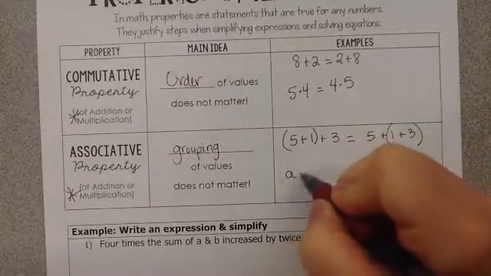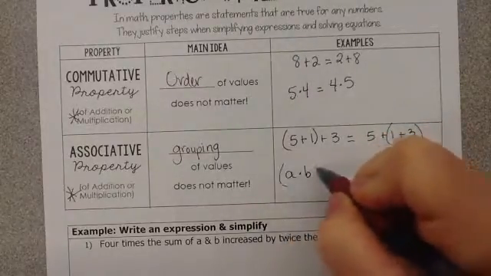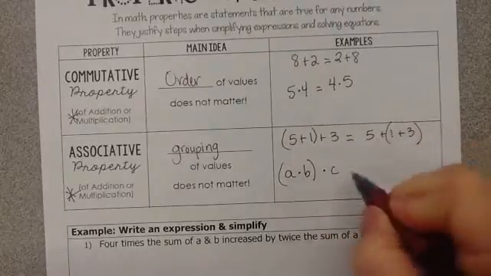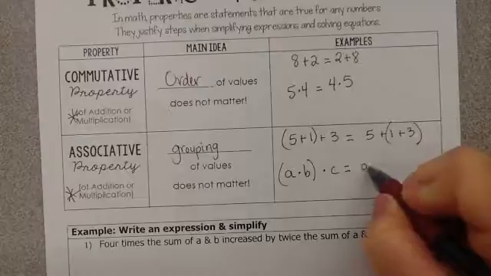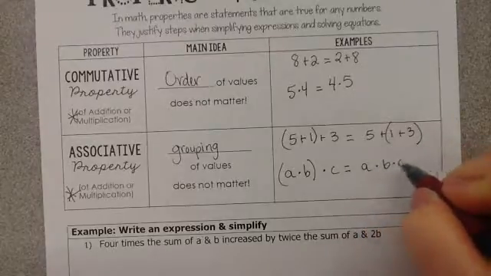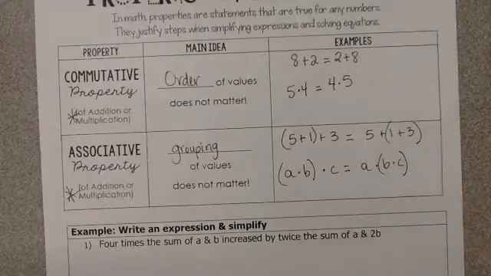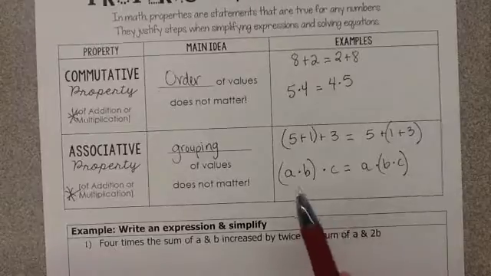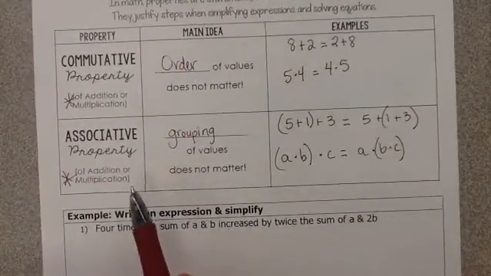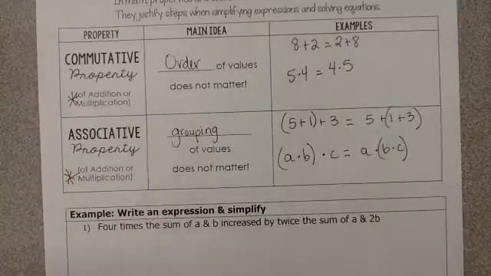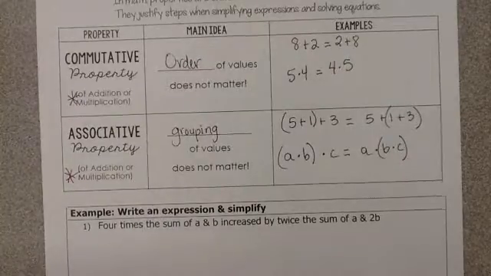If I'm thinking algebraically, A times B times C, or I could choose to multiply B times C. So this is helpful when you're trying to do mental math. The grouping, which one you choose. And it only works for addition and multiplication. These do not work for subtraction or division.